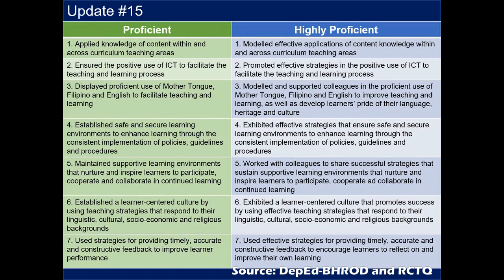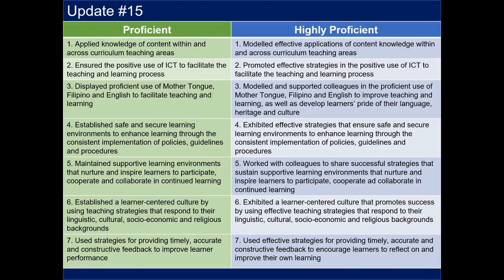Update number 15. Unlike previous school years, the first 7 indicators in our RPMS tools for school year 2020-2021 are all classroom observable, both for proficient and highly proficient teachers.